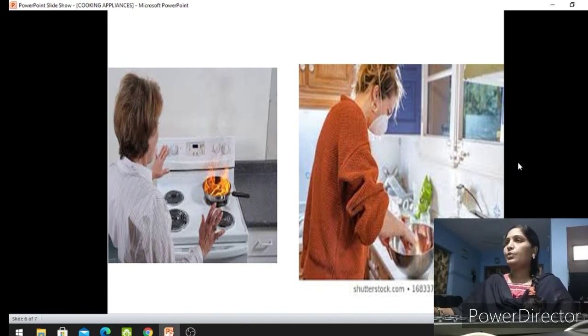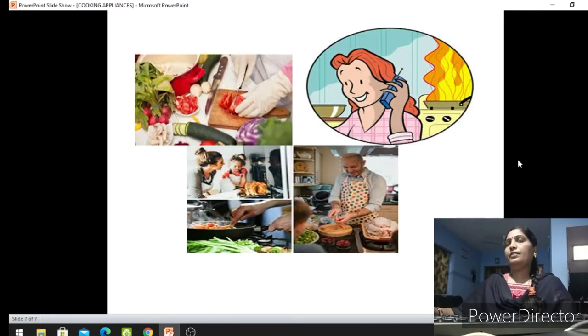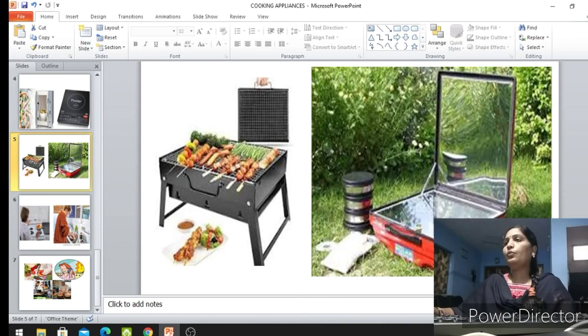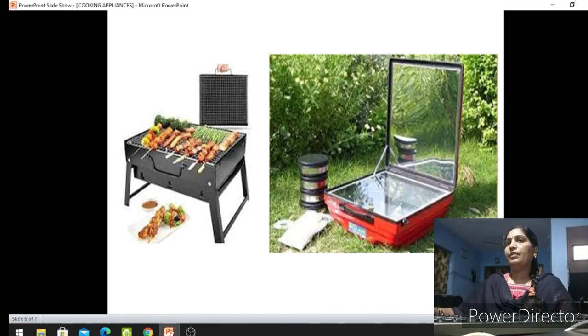So these lessons are not only meant for understanding and writing. These lessons are also meant to be followed in your day-to-day life. Whatever you are reading, whatever you are understanding, you must try to follow in your day-to-day life. So among all the appliances, which appliance is good for our health?